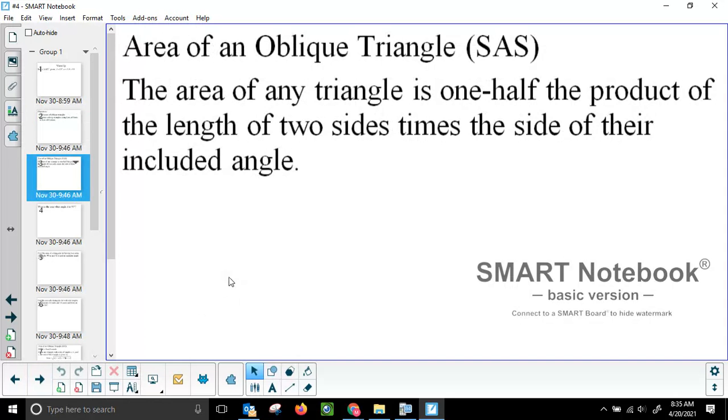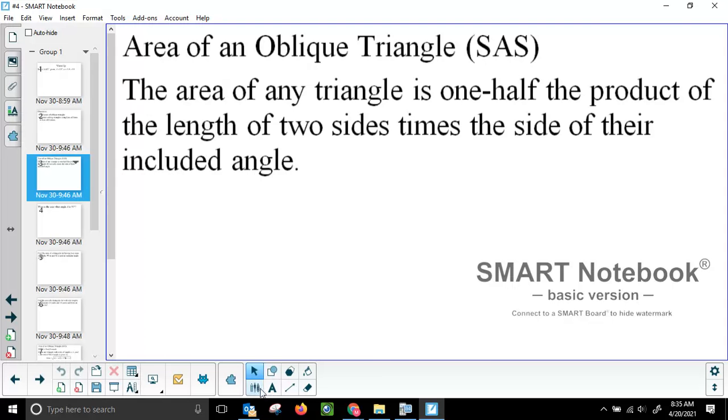Okay, so the area of an oblique triangle, when you're given SAS, so side angle side, that's basically any two sides and the angle that's between them. The area of any triangle is 1/2 the product of the lengths of two sides times the sine of their included angle.